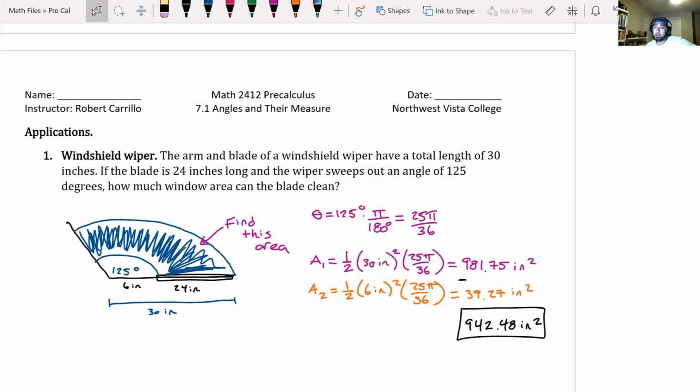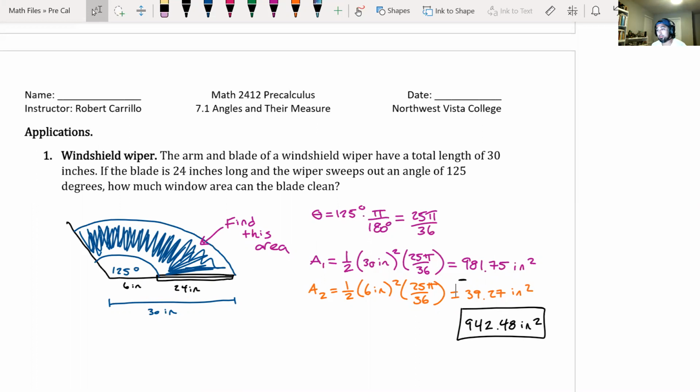So we want to find how much the 24-inch blade cleans. The first thing we want to do is convert that angle of 125 degrees to radians. And then next, we want to know what area the whole wiper blade covers. So that's what I did for area 1 in purple. So the 30-inch blade covers 981 square inches on the windshield. And we all know how windshield wipers work. The 6-inch arm is the part of the wiper that does not clean the windshield. So I get the area that's not clean, and I subtract it from the area that the whole wiper blade covers, and that will give me the actual area that the 24-inch blade cleans.